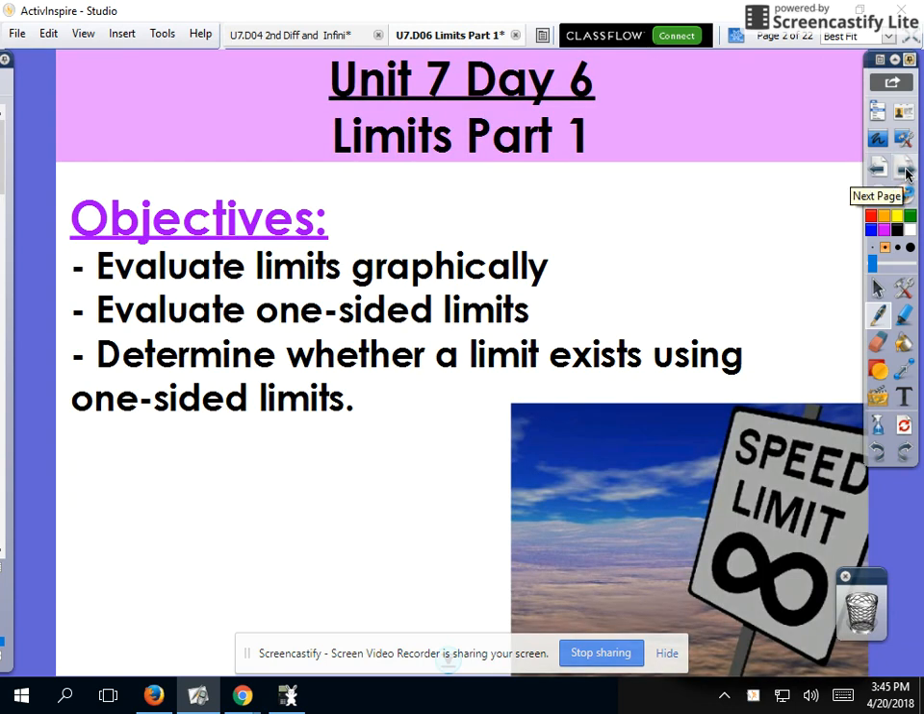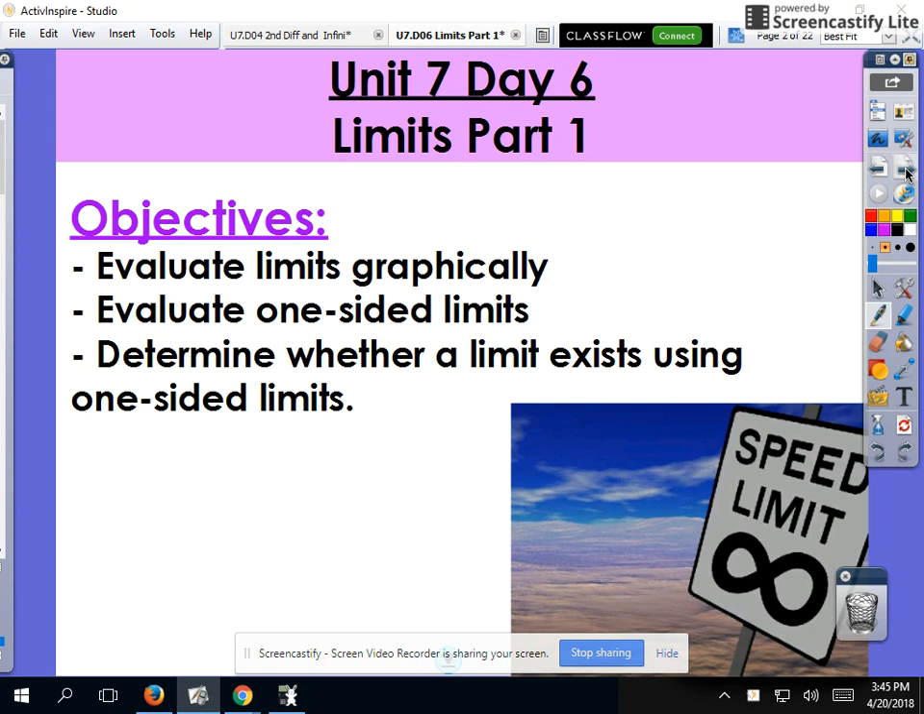As promised, we're talking about some limits. Yeah, the speed limit is infinity. That's so crazy. I love that graphic. Well, let's go ahead and evaluate some limits graphically. We're going to evaluate one-sided limits. We're going to determine whether a limit exists using one-sided limits.